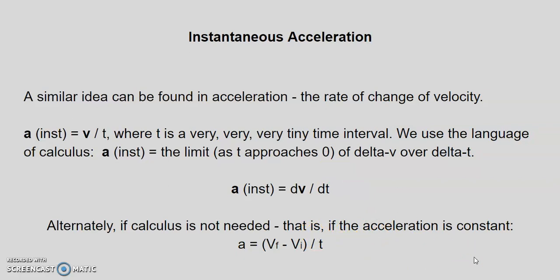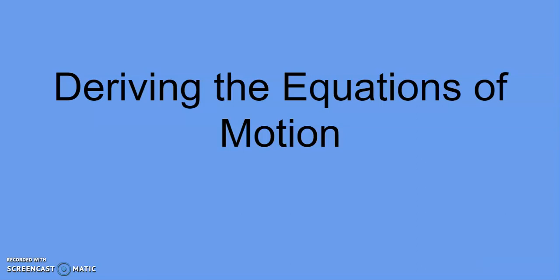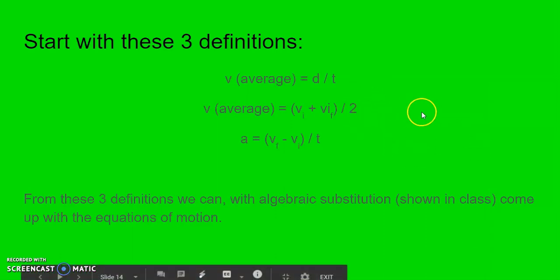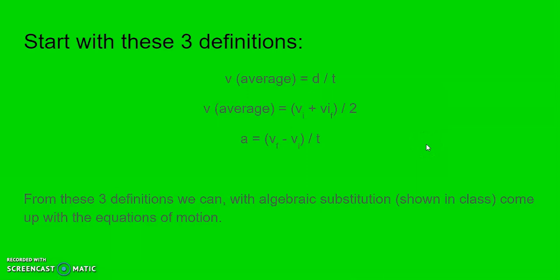Okay, let's get to the main event. The equations of motion. Here are the three definitions that we know. I guess I'm being a little sloppy here and I'm using a D instead of an X. I'm sorry about that, but maybe that's easier to use if you don't want to have to think about what does X mean. So D can also stand for displacement. So your average speed is equal to distance divided by time. The average speed is also equal to simply just adding the two, the initial velocity and the final velocity, and dividing by 2.